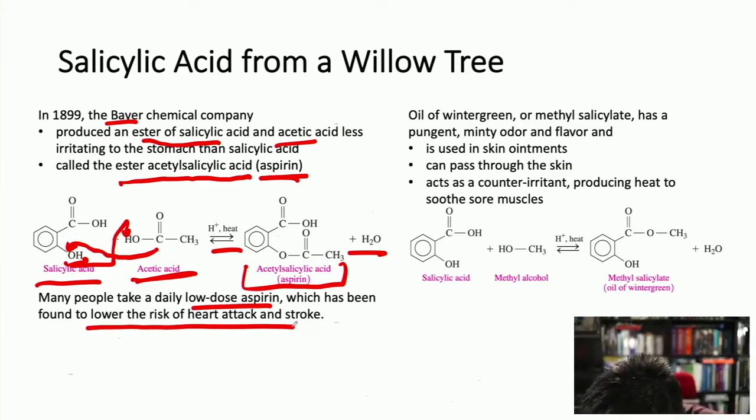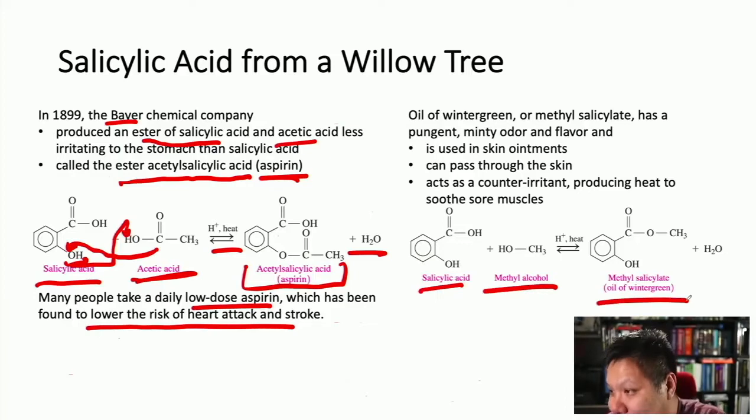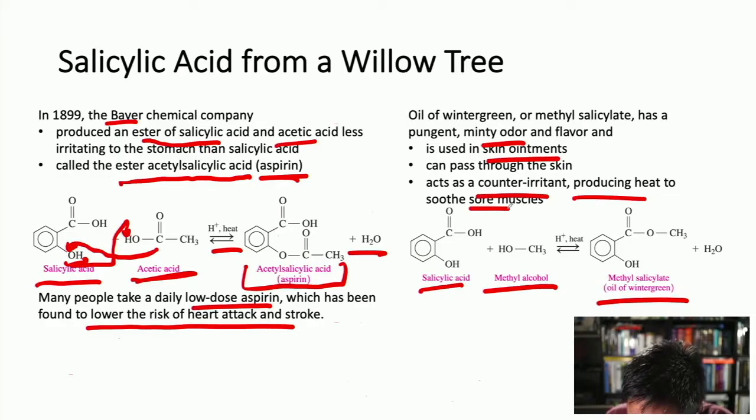Another one that salicylic acid does is that you can actually combine it with methyl alcohol, and you can make methyl salicylate, which is wintergreen, right? It's got a minty flavor and odor, right? And it's used for skin ointments. It acts as a counter irritant. It produces heat to soothe sore muscles.